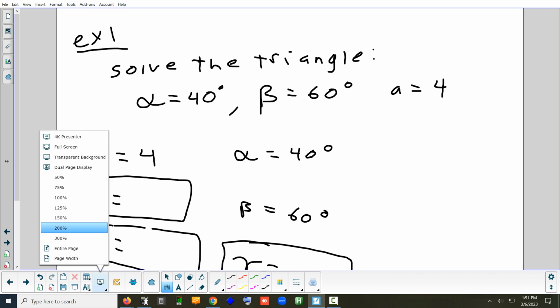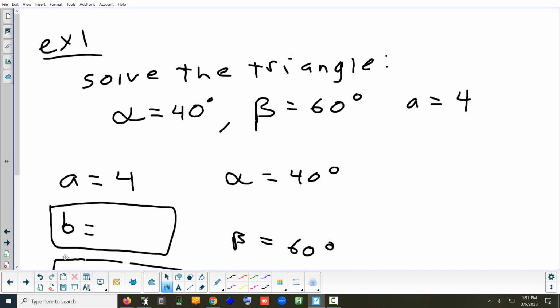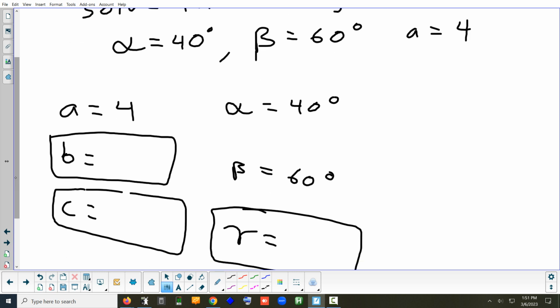Okay, so we've got 3 pieces of information. Alpha is 40, beta is 60, and A is 4. We're going to do 2 things with that. First thing we're going to do is make a table, which I've already done. There's your table. I've put boxes around everything we don't know. By the time we're done, we need a number in each one of these boxes.